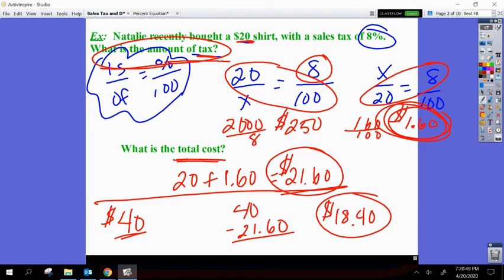Different questions will ask different things. Make sure you're paying attention, because you'll get it wrong if you give $21.60 when all they want to know is the tax. And you'll get it wrong if they ask for the total and you just give $1.60. So pay attention and read the question.